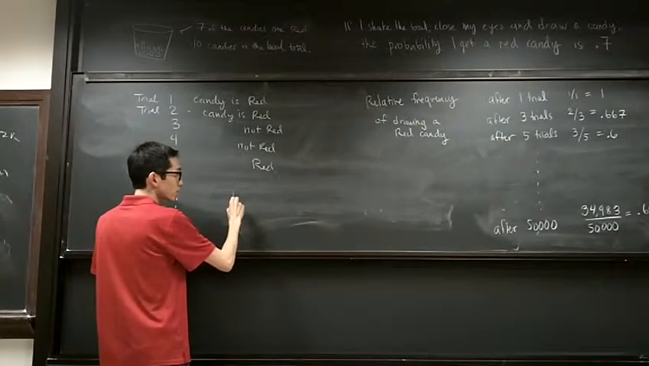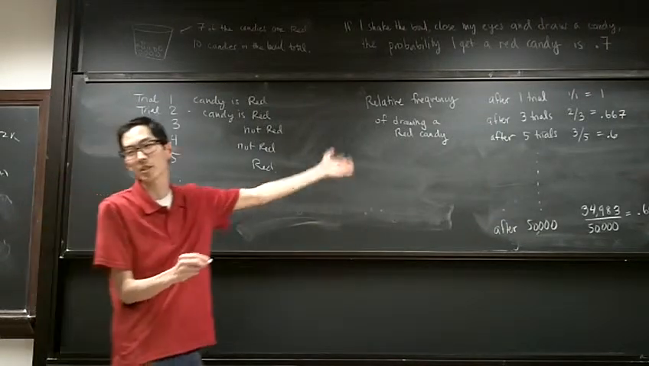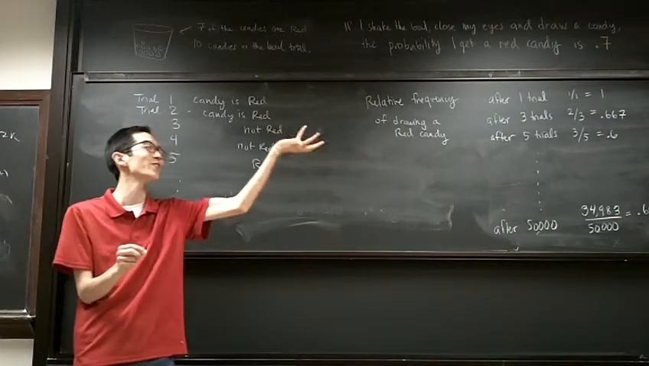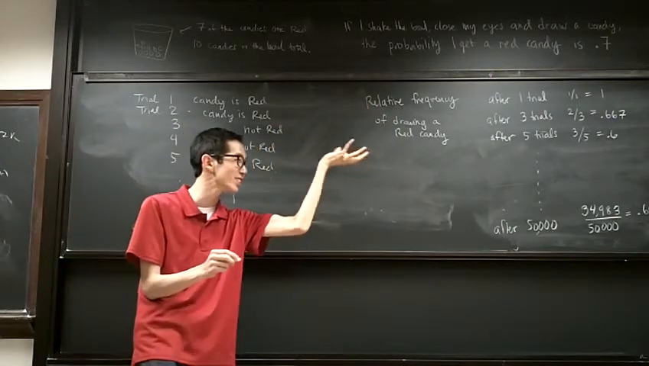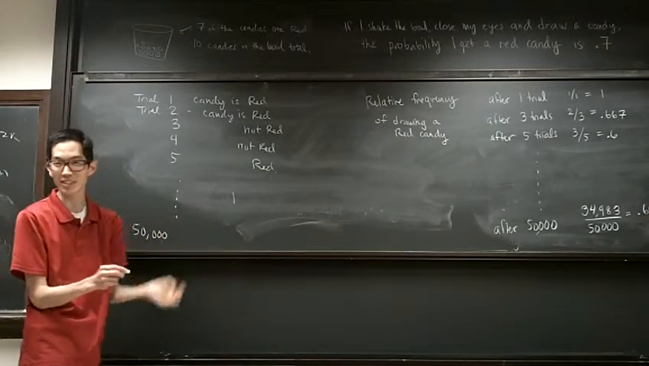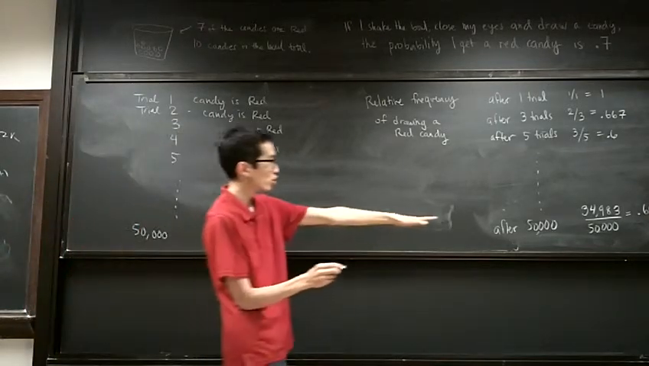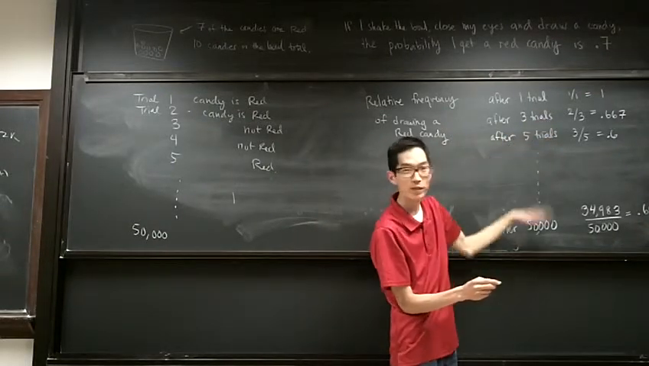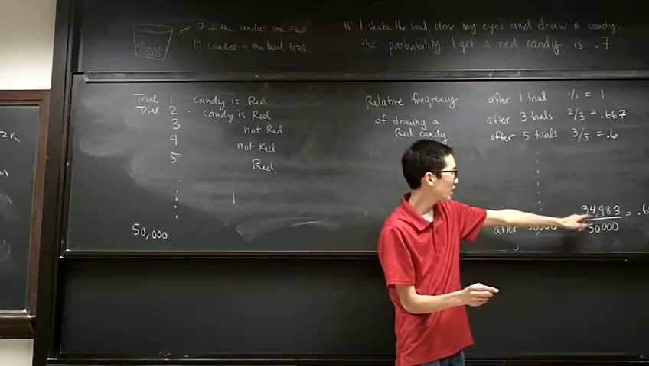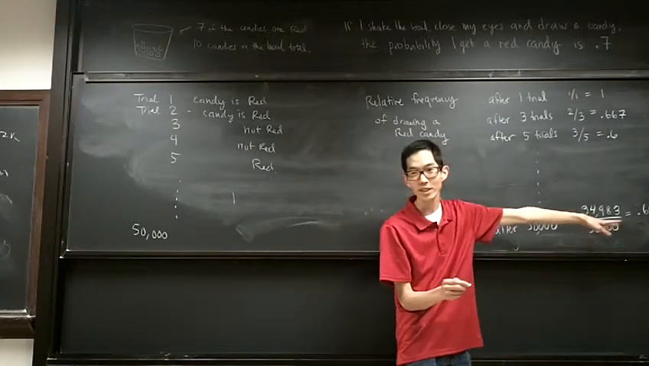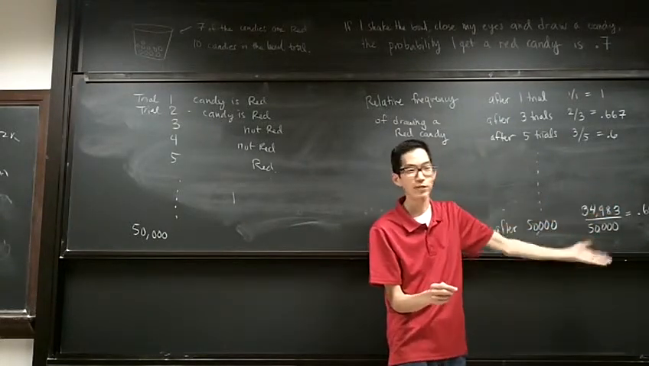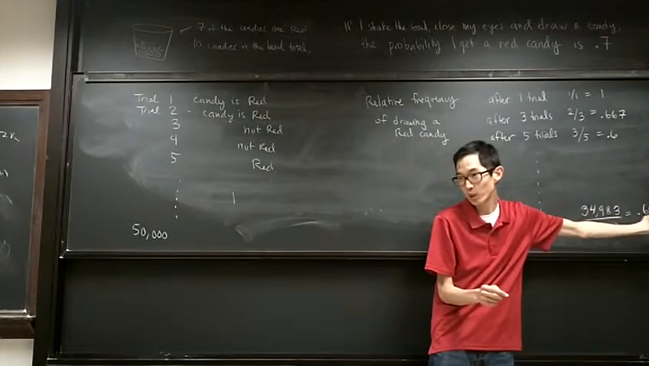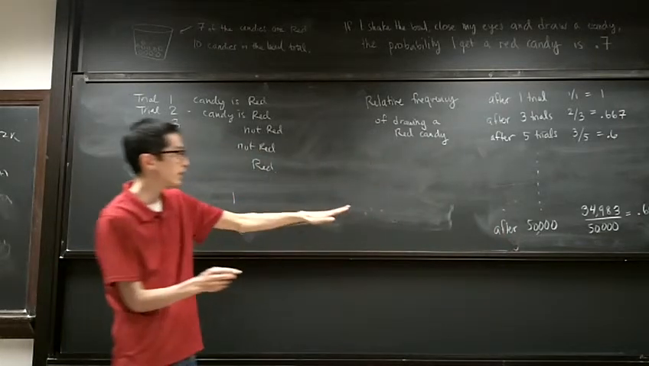Where did you get the 34? I just made that up. I'm just pretending. I'm dreaming into the future, and I'm picturing 50,000 of these trials, and I'm 80 years old, and I'm drawing. So just imagine we keep doing this, okay? After 1, after 3, after 5, after 50,000 trials, I've drawn 34,983 red candies out of 50,000 trials total. This turns out to be this decimal, which is very close to 0.7.